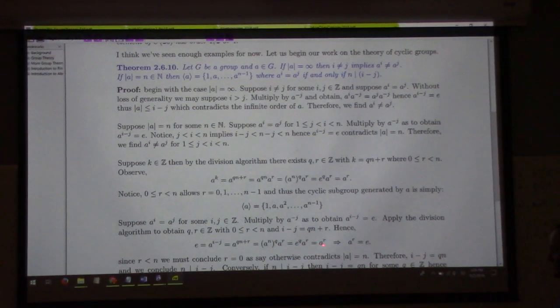But so we've got a to the r equals e, where r is what? It's either 0 or less than n, right? But since the order of a is n, we cannot have anything except for 0 in this equation, right? That forces r to be 0. But what does it mean for r to equal 0? If r is equal to 0, that means that n times q is i minus j, which is to say that n divides i minus j. So there you go.